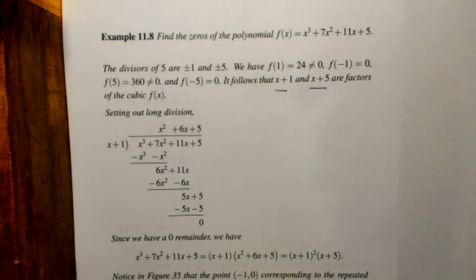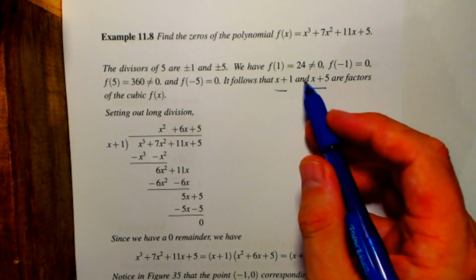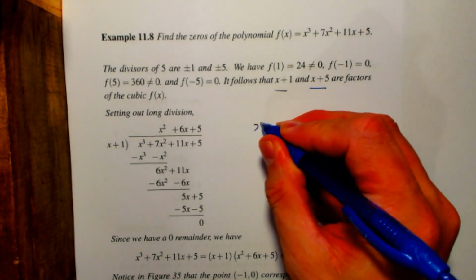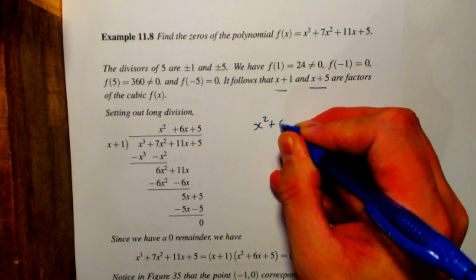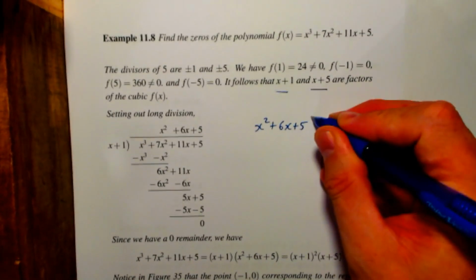Alright, so you could do this long division, or alternatively, now what is the product of these? x squared plus 6x plus 5.